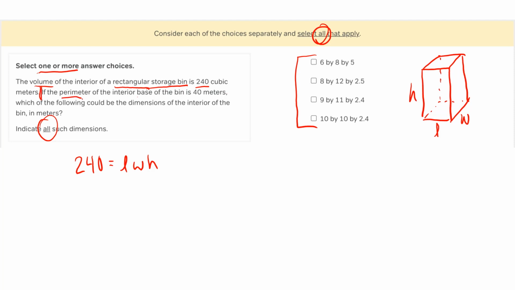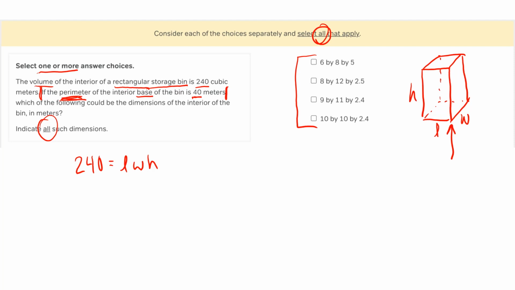All right, moving on to the second sentence. If the perimeter of the interior base of the bin is 40 meters, I see a comma here. I'm gonna go ahead and stop because we've got another complete piece of information that I can process. Okay, we're working with the base of the bin, so that's gonna be that bottom face or that bottom rectangle on this rectangular prism. All right, and so we are working with the equation for the perimeter of that base.